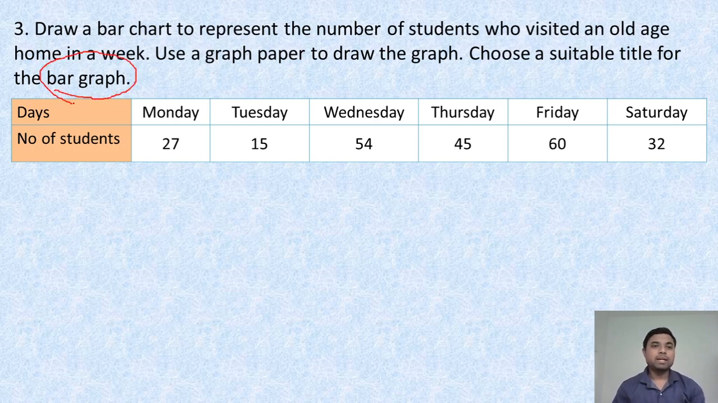Draw a bar graph. That's why you have to take a graph paper. Draw this on a graph paper. What is given? Days given, number of students given. On Monday, how many? 27. On Tuesday, how many? 15. Like this. On Saturday, how many? 32. Learn each step carefully.